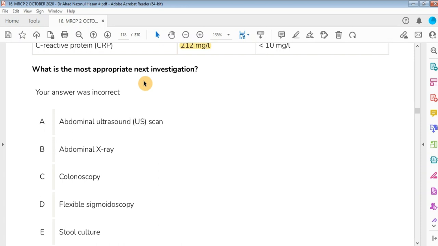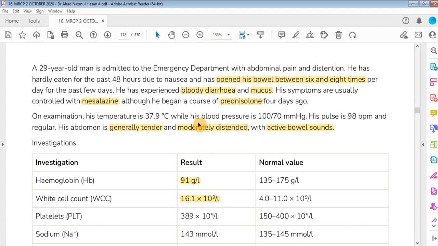What is the most appropriate next investigation? A, abdominal USG, B, abdominal X-ray, C, colonoscopy, D, flexible sigmoidoscopy, E, stool culture. A 29-year-old man is admitted to ED with abdominal pain and distension. He has hardly eaten for the past 48 hours due to nausea and has opened his bowel 6 to 8 times per day for the past few days. He has experienced bloody diarrhea and mucus.